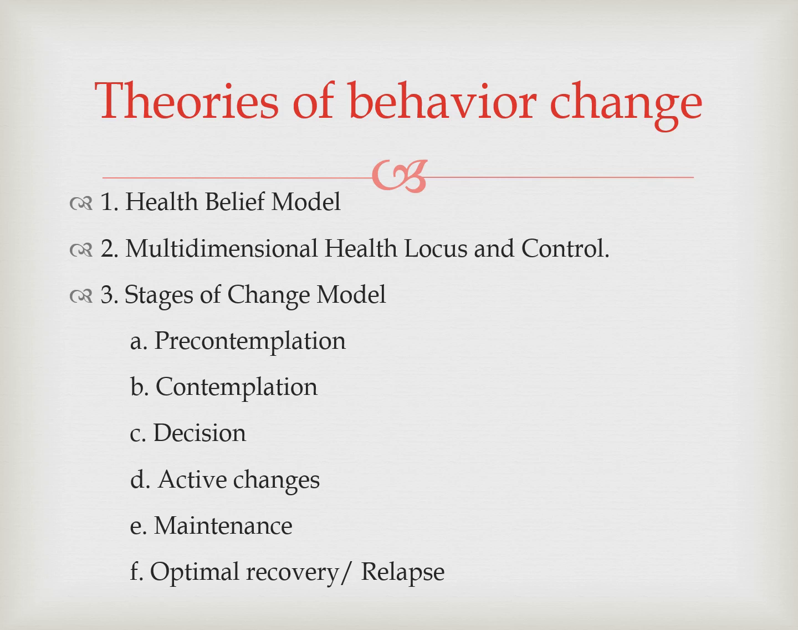Stages of change model. This was developed by Prochaska and DiClemente in 1983. It is based on the assumption that behavior change is a dynamic and non-linear process that involves six stages. They are pre-contemplation, contemplation, decision, active change, maintenance, and optimal recovery or lapse. These are the three behavior change theories proposed by Rosenstock, Wallston, and Prochaska.